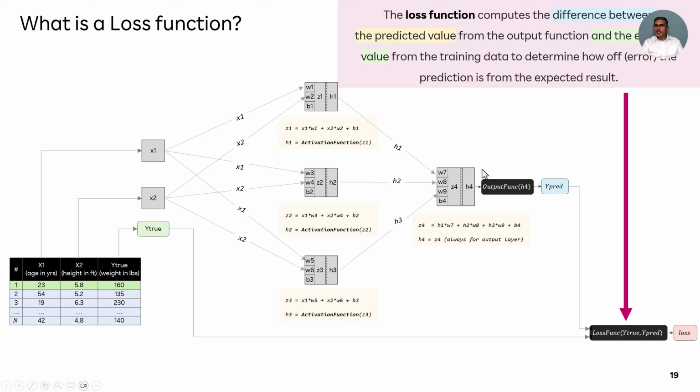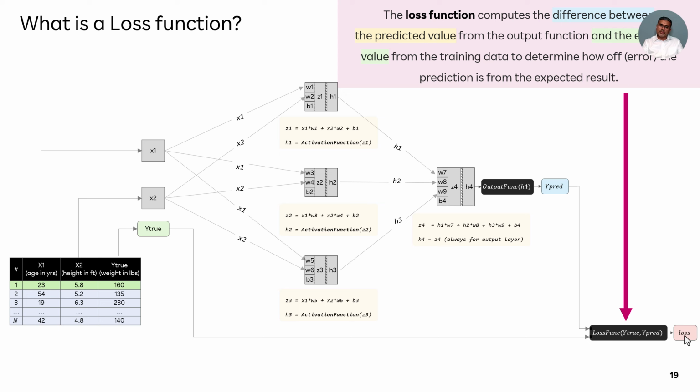Now that you have made a prediction, it's quite possible during training that your prediction is off. So you need to take your ground truth value, which comes from your training samples, and see how off your prediction is from the ground truth value. That is what the loss function does. It takes both the ground truth value, y true, and the predicted value from your training, y pred, and it computes the loss or the error.